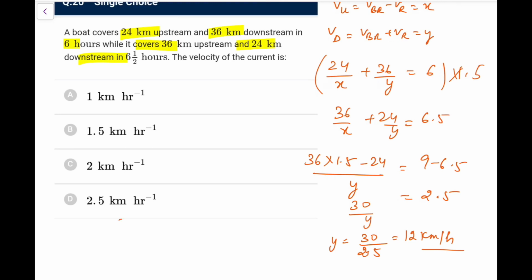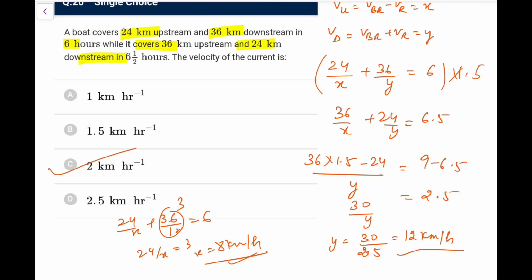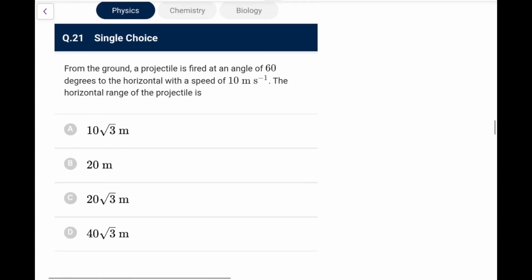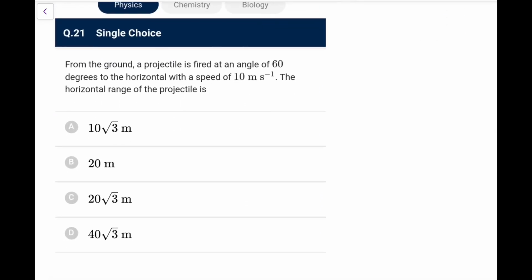Now put the value. This 24 by x plus 36 by 12 is equal to 6. So this is 3. So 24 by x is also 3. So x comes out as 8 kmph. So what we have, sum is 12 and the difference is 8. That means they are 10 and 2. So the current speed is 2 kilometers per hour. Directly you can make it up. It is option C. Again, it's not that easy one for you, especially for NEET students, I can say.